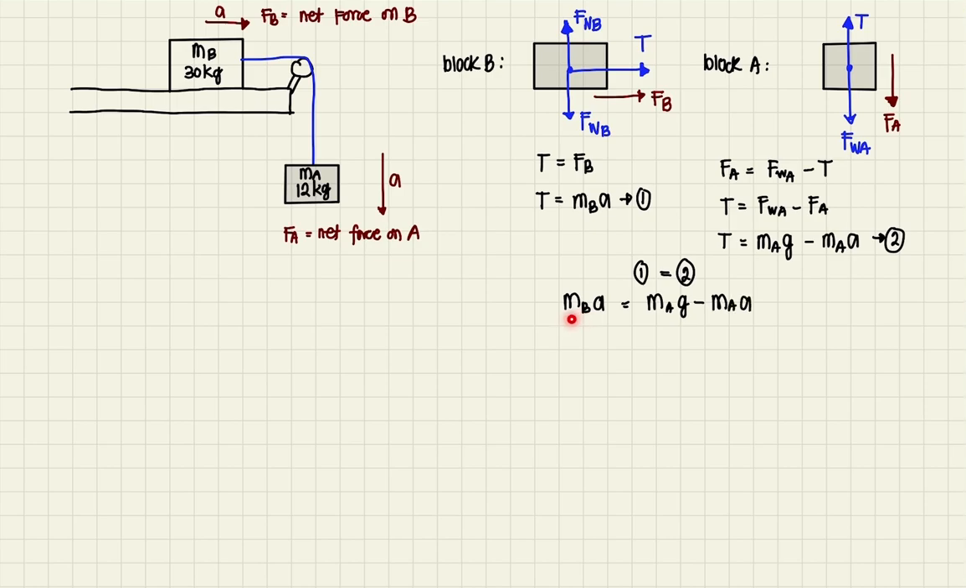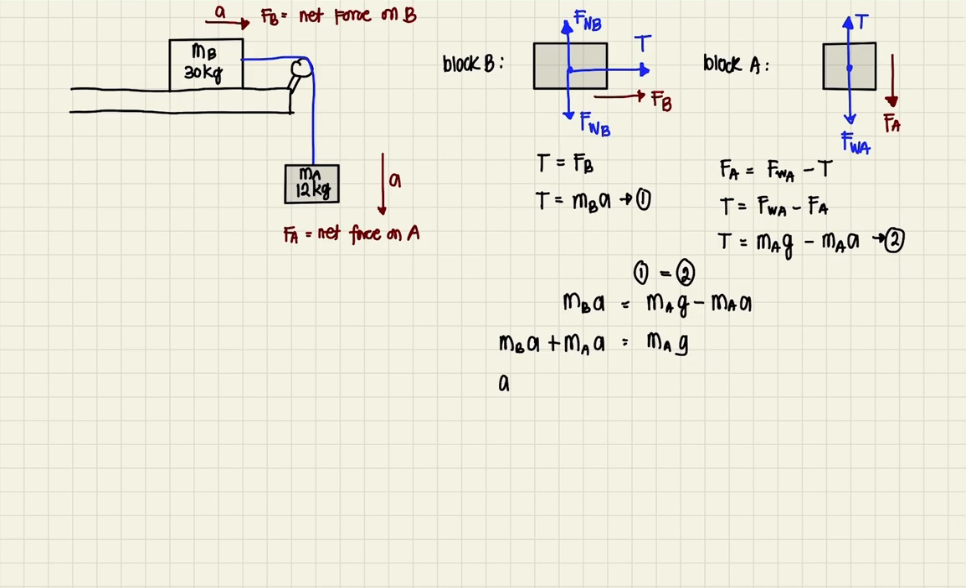So remember, the mass of B is given, the mass of A is given, and the acceleration due to gravity is given. So in this equation, only the acceleration is unknown. So what we're doing here is we solve for the acceleration of the two blocks, and substitute it into either equation 1 or 2 to finally get the tension, which is our target for this problem. So we combine the terms containing the variable for acceleration: M_B a plus M_A a equals M_A g. So you factor out a.